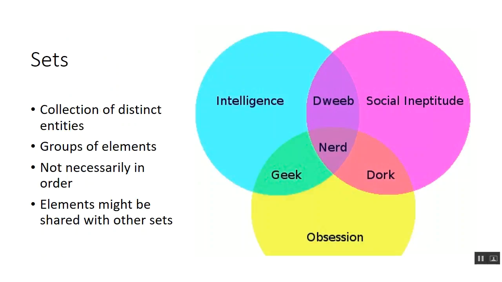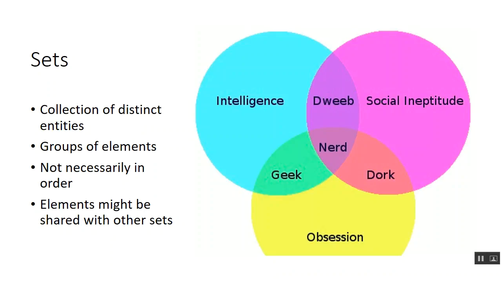Alright, now we need to talk a little bit about sets. And I think this is kind of a comical way of talking about sets and Venn diagrams. So a set is basically a collection of distinct entities. You can think of a vector as an ordered set, or a matrix as a two-dimensional ordered set. Sets themselves are not necessarily in order, but that means when you perform set operations on a matrix, you just happen to have them in order.